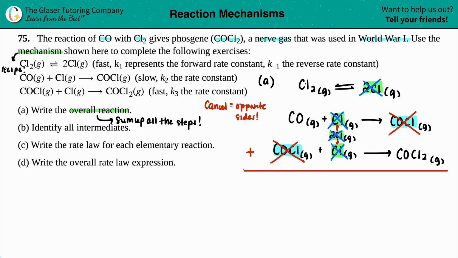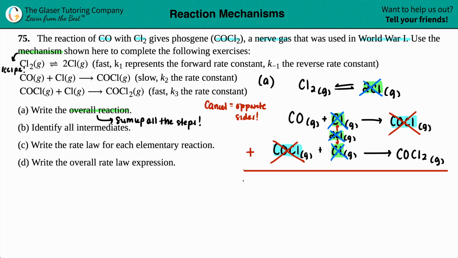And now let's see. I have Cl2. That's not identical to COCl2, so I can't cancel that out. And then I just have CO. That's not identical to this. So there's literally nothing else that I can cancel out. So we have arrived at our first answer.